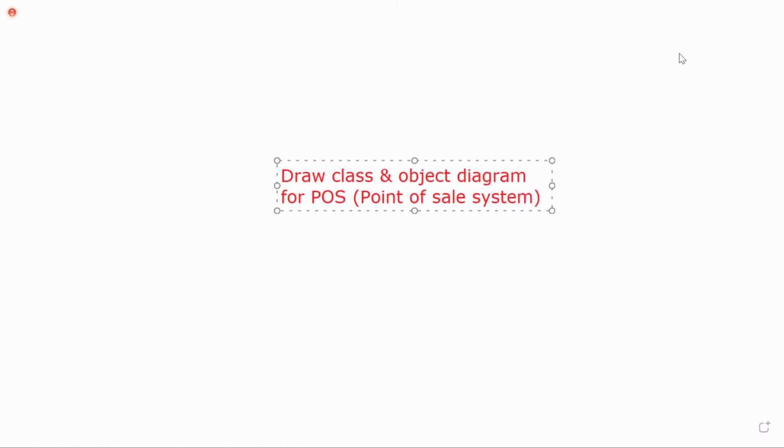Draw the class or object diagram for the point of sale system. The use case diagram we already discussed in the last class. Try to draw one object and class diagram.